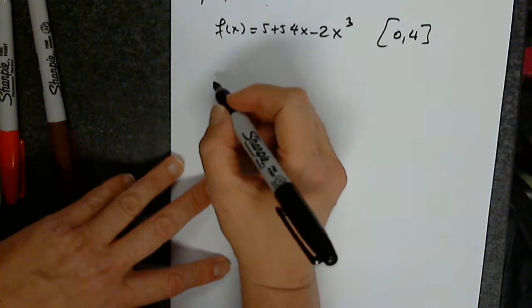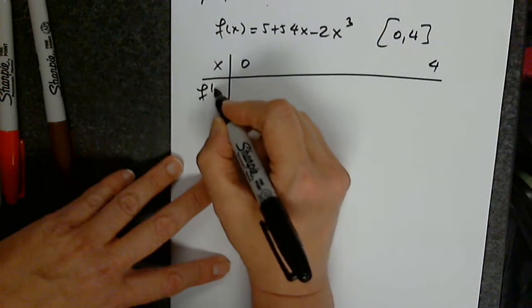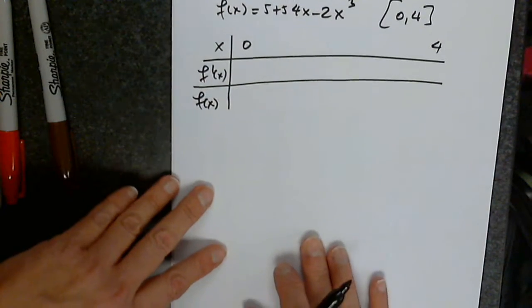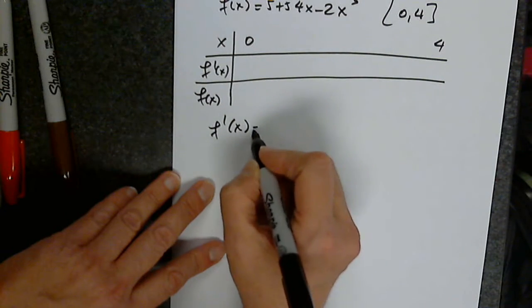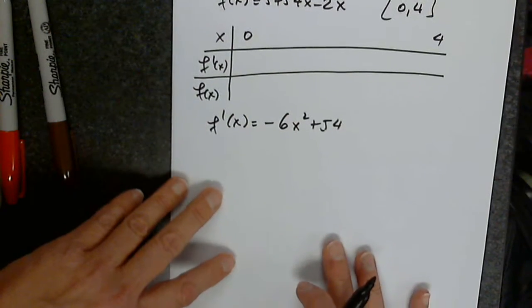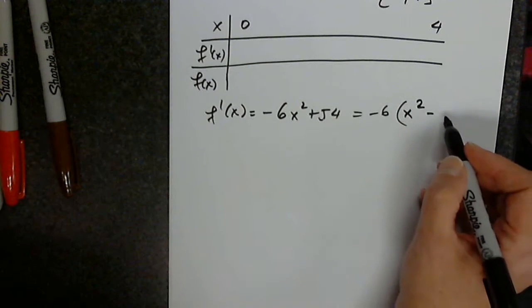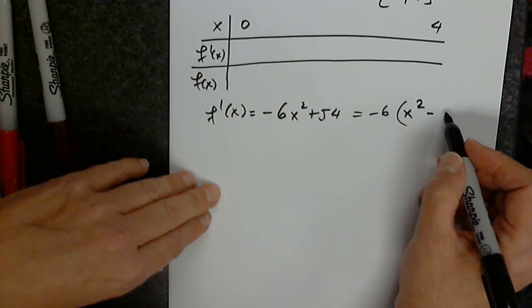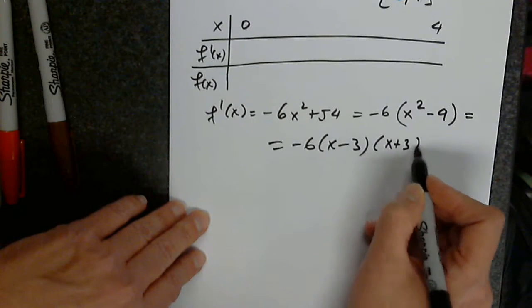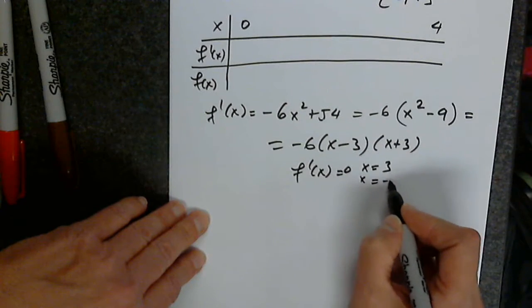Okay. So first of all, I will get the chart going. If you like to use the chart, of course, have f prime, and I have f of x. I will definitely find f prime, which is negative 6x squared plus 54. I will factor out negative 6, and I have x squared minus 9. Good. And this is negative 6 times (x minus 3) times (x plus 3). When I set f prime equal to 0, I get x equals 3 and x equals negative 3.